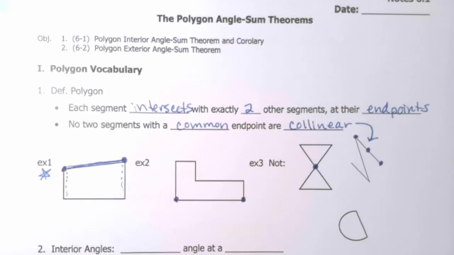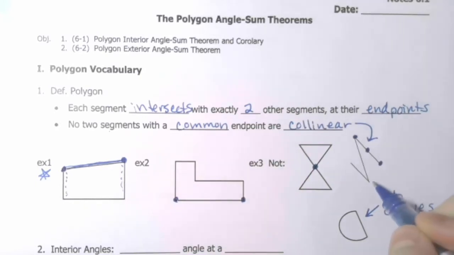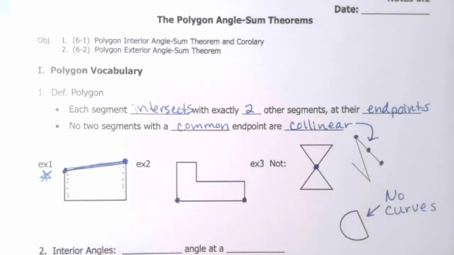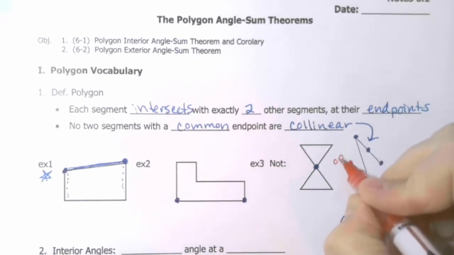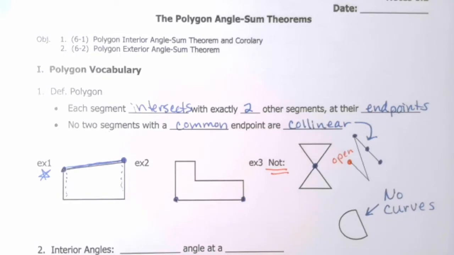The last part about the definition is there can be no curves. So this shape right here is not a polygon because it has curved sides. The second reason that this shape here is not a polygon is that it has 2 segments that share an endpoint and are collinear. It's also not a polygon because this endpoint is not touching another endpoint. So you could think of this as an open figure. It doesn't close, and that's why it is not a polygon.